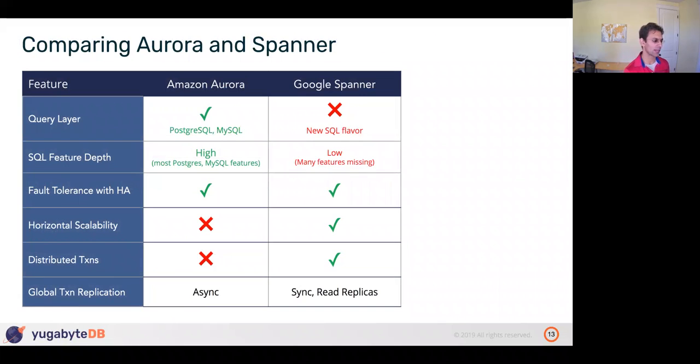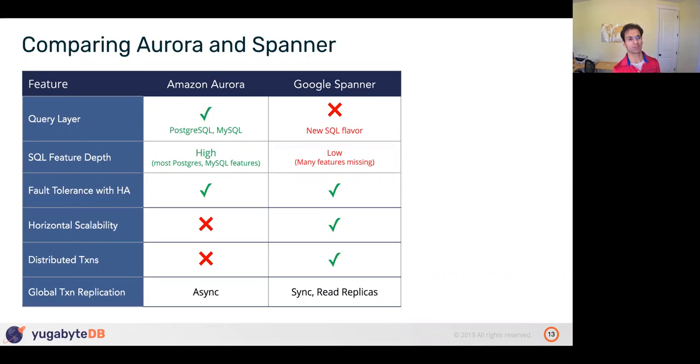Now, if you look at a head-to-head of what these databases have in terms of features, on the query layer, Amazon Aurora reuses PostgreSQL and MySQL, whereas Google Spanner is its own flavor, which means it needs to build client drivers, ecosystem, everything anew. And in terms of the SQL feature depth, Aurora supports most of the Postgres and RDBMS features. So it's comparable to any traditional RDBMS, like a SQL Server, a DB2, or Oracle. It's pretty feature rich. But if you look at Google Spanner, a lot of features are missing because it's starting with its own flavor of SQL. For example, foreign keys were added very, very recently.